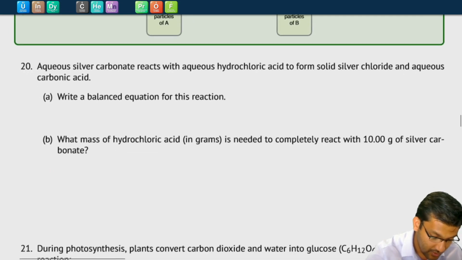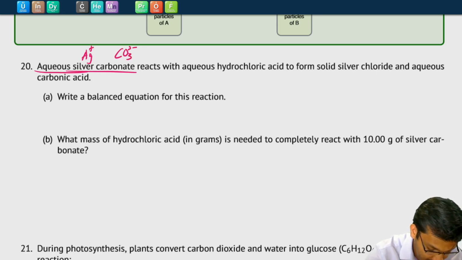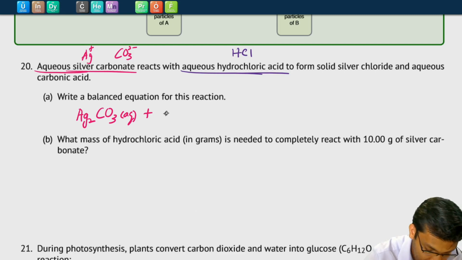Okay, so in number 20, let's start with the balanced chemical equation. It says that we start with aqueous silver carbonate. Silver, we know, has a charge of +1. Carbonate has a charge of 2 minus. So silver carbonate should be Ag2CO3, and they tell us it's aqueous, (aq). Then we have aqueous hydrochloric acid, which has formula HCl, so it's HCl (aq).